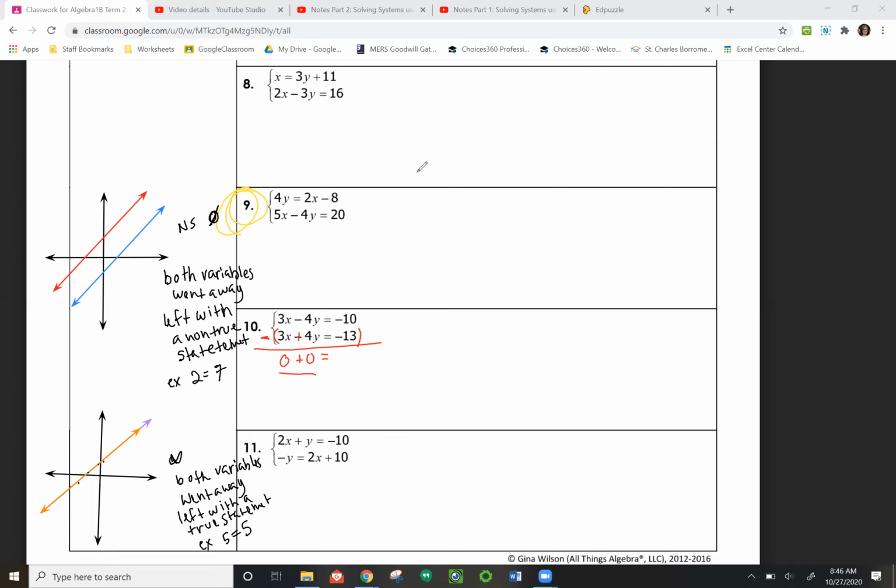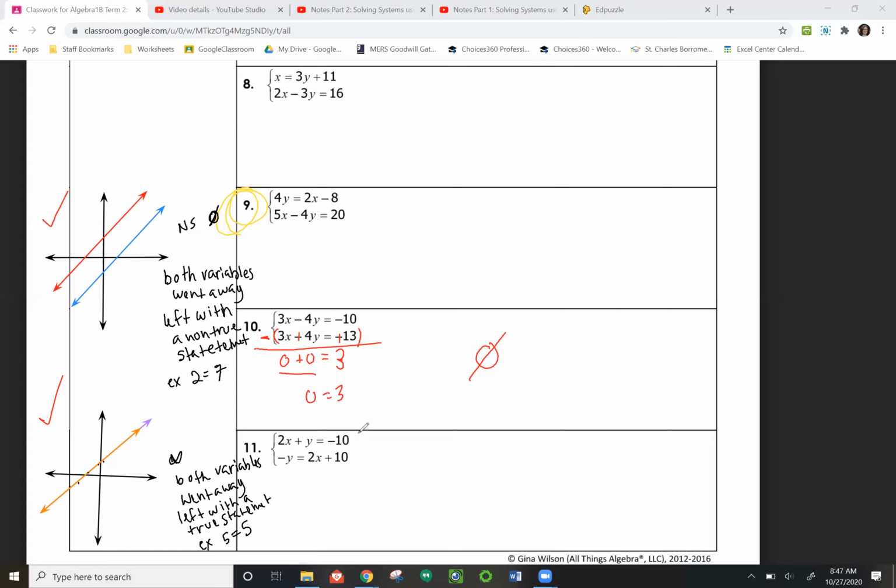So something strange happening. Okay. I know I'm going to have one of these situations happening, but let's check it out. Negative 10 minus negative 13. That's the same as saying plus 13. So negative 10 plus 13 gives you a positive 3. Guys, does 0 equal 3? No, it doesn't. We're left with something that's nonsense. So my solution is that I don't have one. I don't have any solutions.